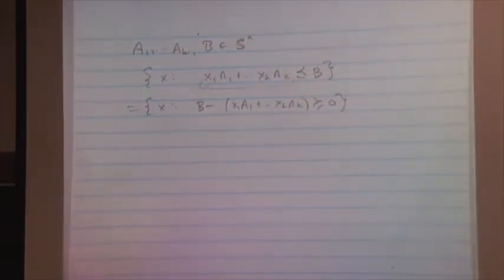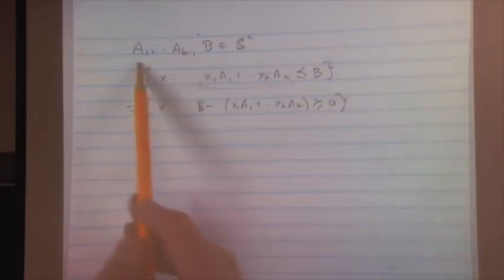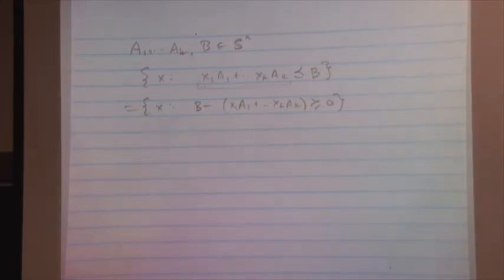So that's going to be convex. That's a convex set in X. And that's true for any matrices A1 through AK and matrix B. So these don't have to be, for example, positive semi-definite to begin with. All right, so how do we prove that?